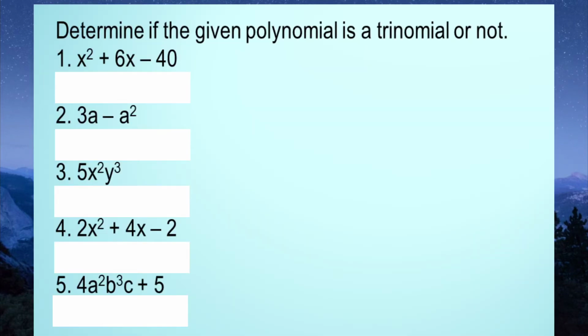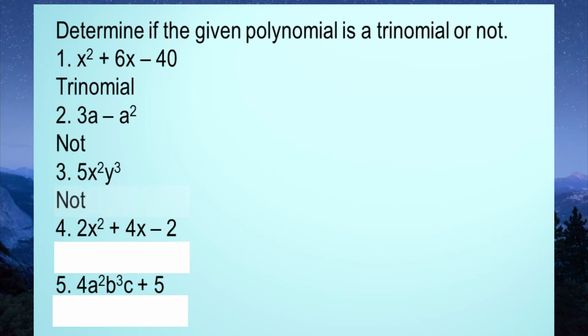Before we find the factors of a trinomial, let us first determine if the given polynomial is a trinomial or not. Number 1. x squared plus 6x minus 40. Trinomial. Number 2. 3a minus a squared. Not. Number 3. 5x squared y cubed. Not. Number 4. 2x squared plus 4x minus 2. Trinomial. Number 5. 4a squared b cubed c plus 5. Not.